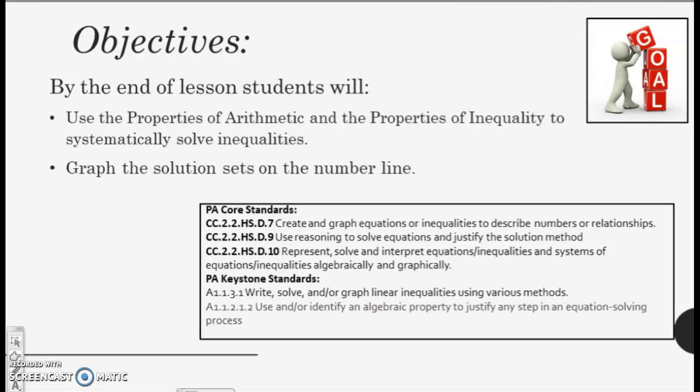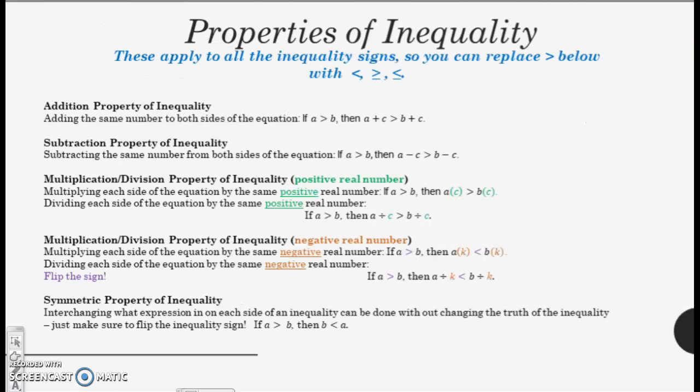So the Lesson 14 objectives were to be able to use the properties of arithmetic and properties of inequality to systematically solve inequalities and graph the solution set on the number line. You should also be able to identify what algebraic property you used in the equation solving, or in this case, inequality solving process. So these are the properties of inequality. They are in your note guide and they've been in your student guide for Lesson 14.